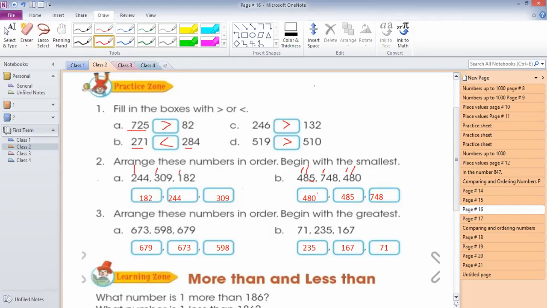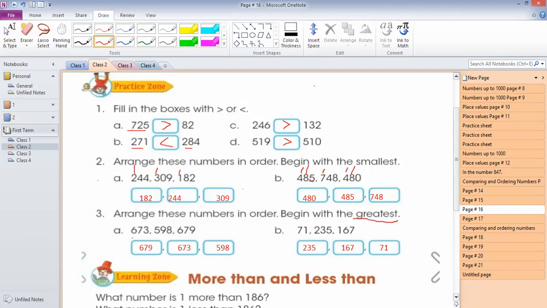I told you guys, whenever you are arranging in the number order, you have to read the question first carefully. Either the question is asking you to arrange from smallest to largest, smallest to greatest, or from greatest to smallest, right? Question number 3 is similar, but they are asking you to arrange from the greatest to smallest. Here you have to arrange the greatest number first, the biggest number you have to write first, then smaller, and in the end you have to write the smallest. Method is same, procedure is same.